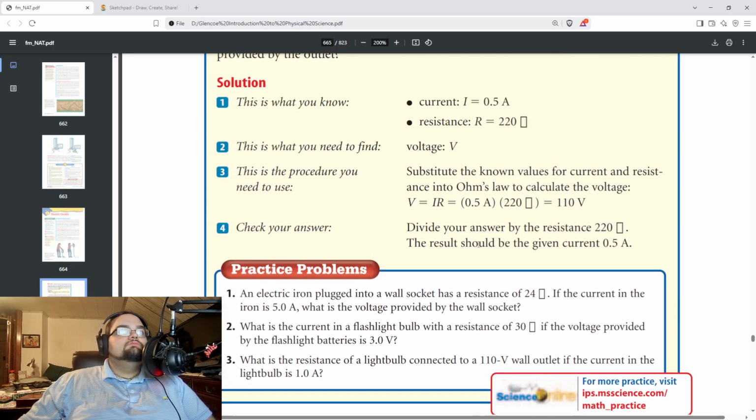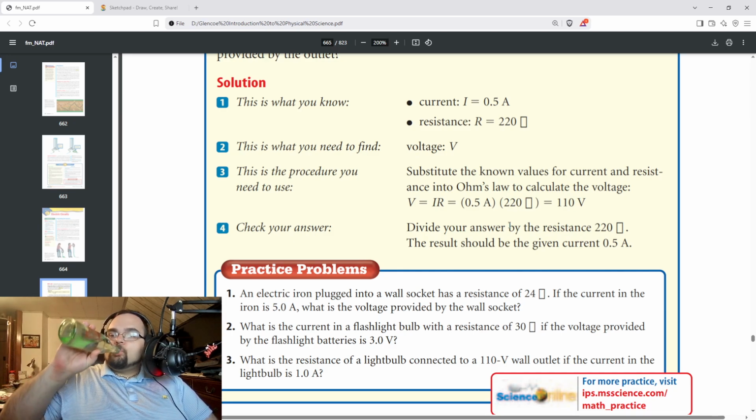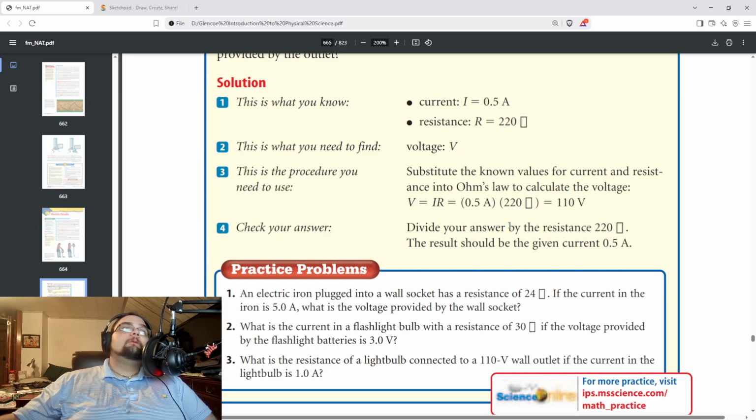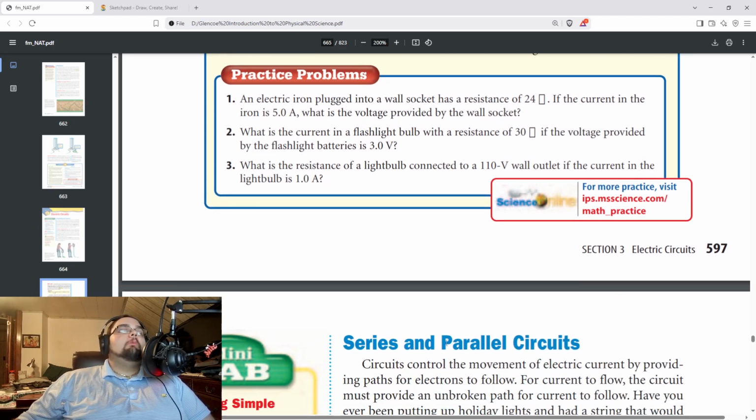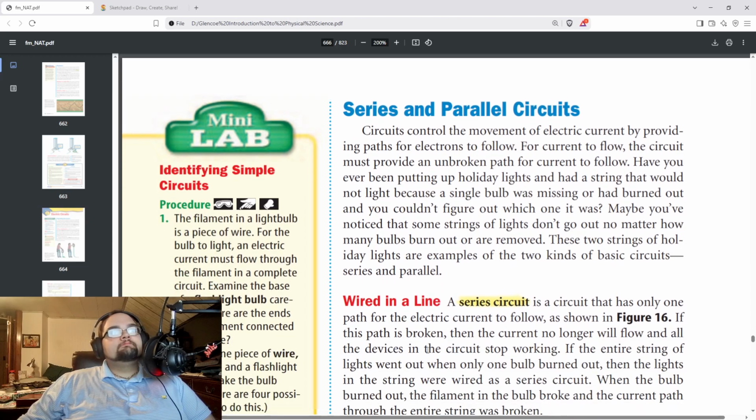So, yeah, that's what they got. And they say that if you did 110 volts divided by 220 omegas or ohms, you should get 0.5, which is true. There's a couple more practice problems right here. If you want to try them out, feel free. We are going to be dealing with these calculations a bit, so it wouldn't hurt to have them go around. Maybe we'll come back towards them at the end.